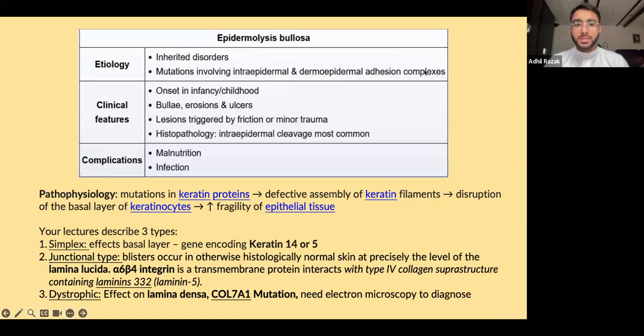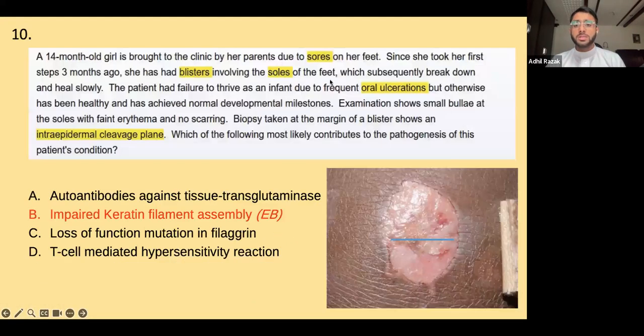So let's talk a little bit about this condition. You see a patient with these symptoms, pretty much bullae, erosions, blisters, oral ulcerations, and the patient is a young child, a 14-month-old girl, which is a little over a year old. With a presentation like this, 9 out of 10 times it's going to be EB with the skin eroded off, as you can see in this image.